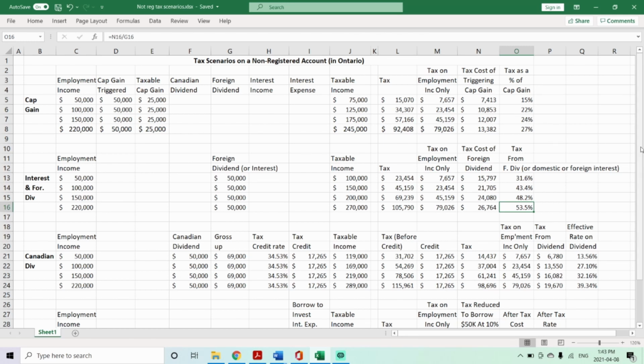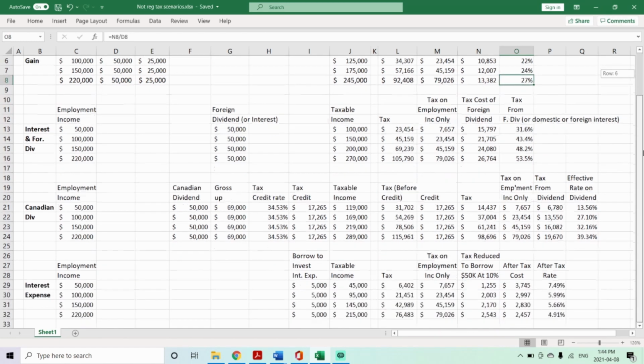So back to what I was saying. My friend asks me, how much do I pay on my capital gain? It depends. The taxable capital gain is added to what level of income. If it's $50,000, you pay a certain amount. If it's zero, you pay a certain amount. Anything in between. If it's over the top marginal tax bracket, if it's over $220,000, you know you're paying 27%.